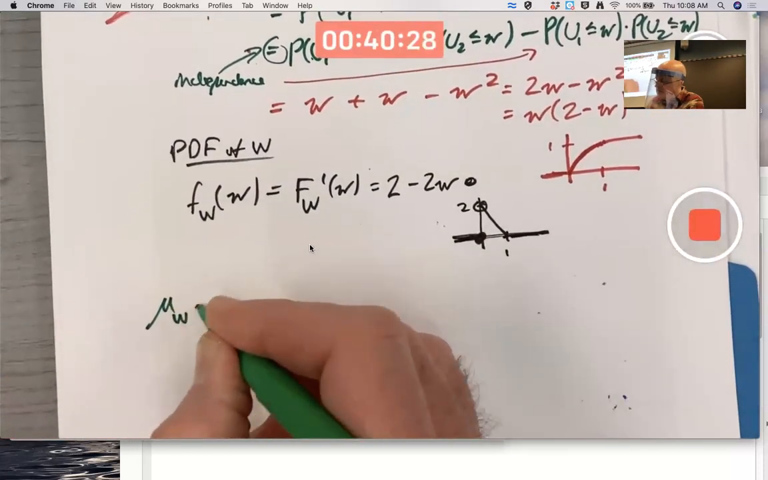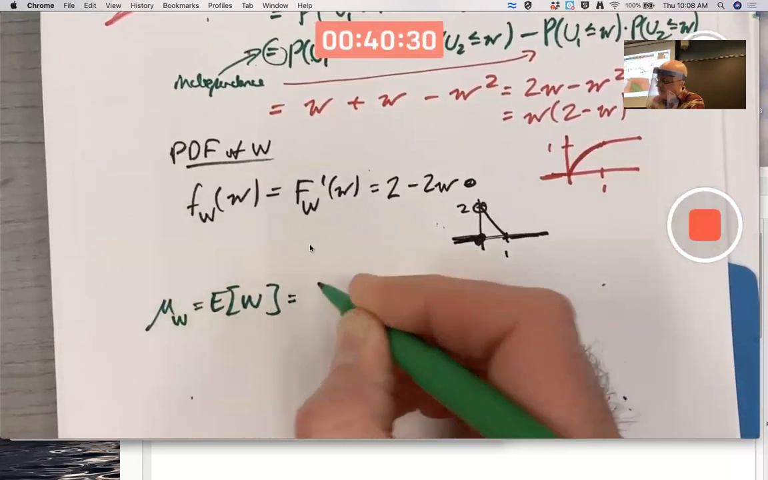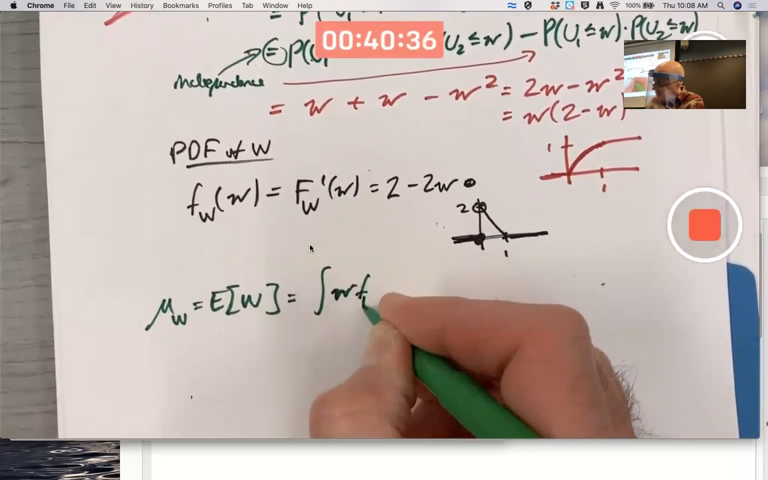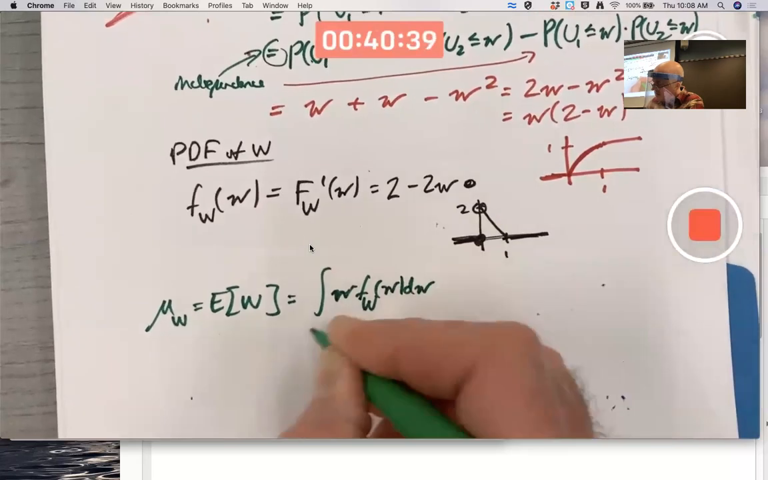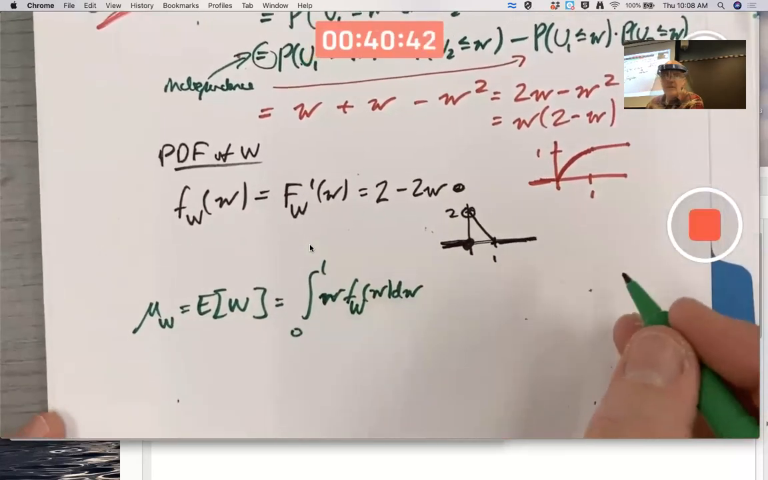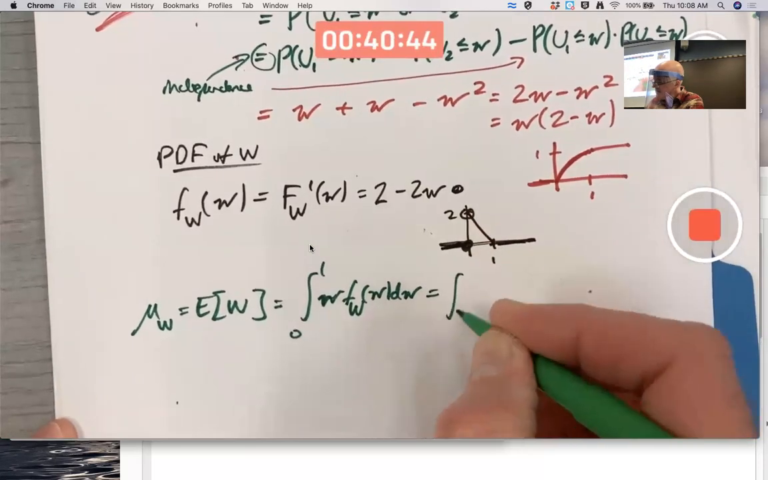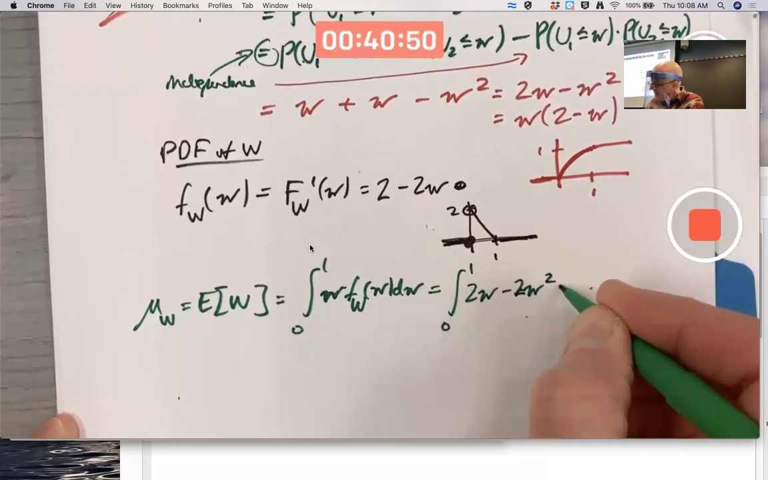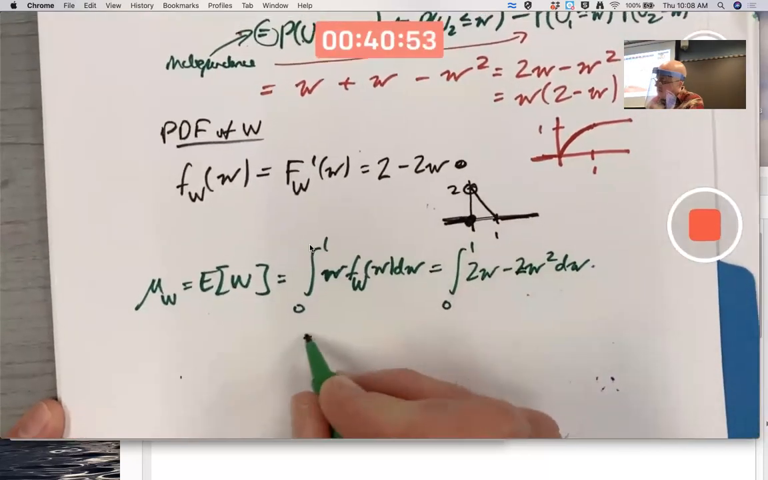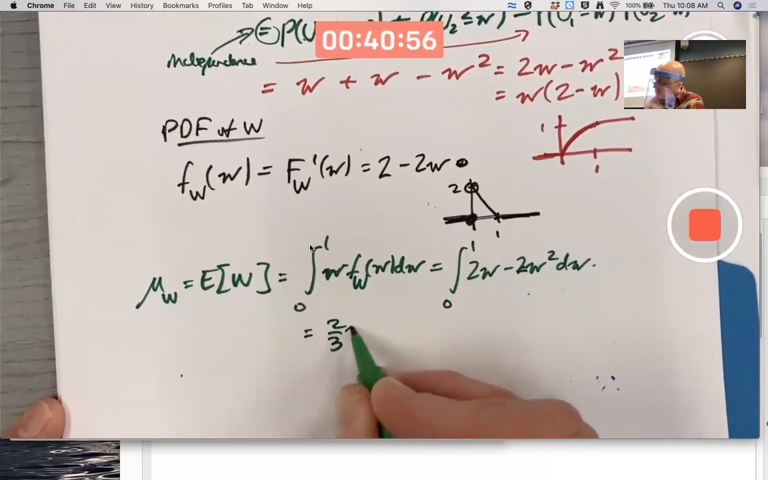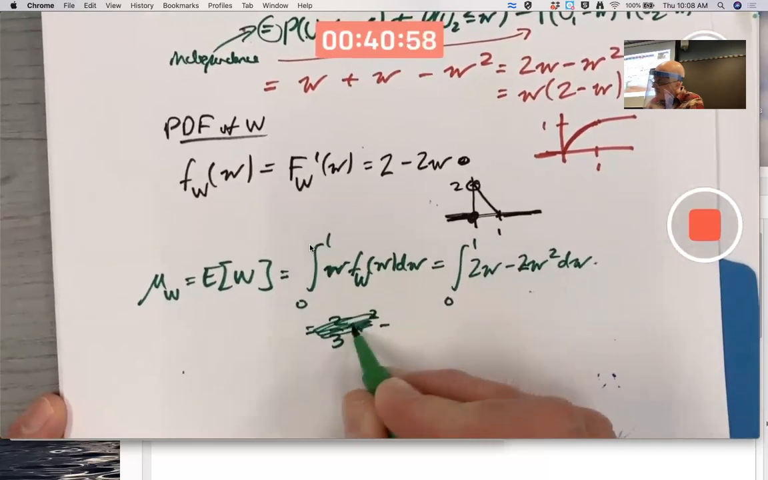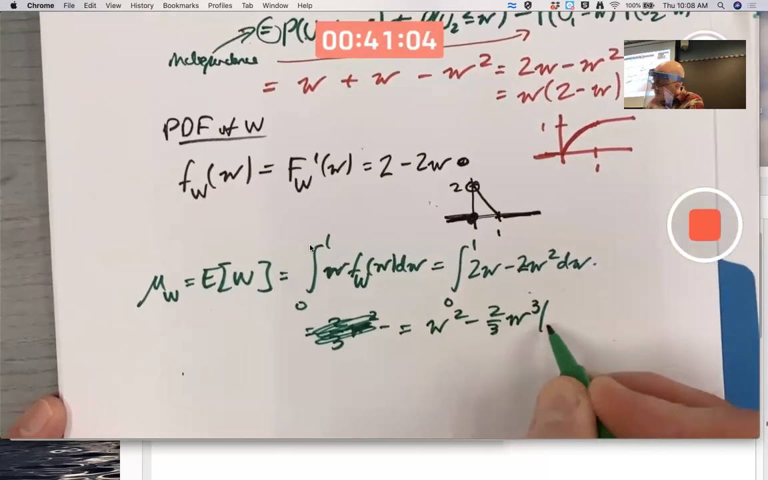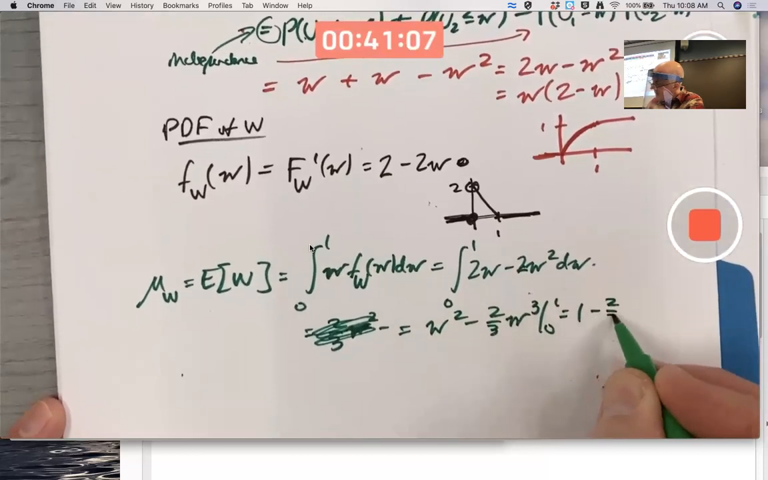Mean of W, the expected value of W, by definition is the integral of little w times the PDF of W as W goes from 0 to 1. There's the PDF. That's what I've got to integrate times W: 2W minus 2W squared. That's going to be W squared minus 2/3 W cubed, evaluated from 0 to 1, which is 1 minus 2/3, is 1/3, just like predicted.